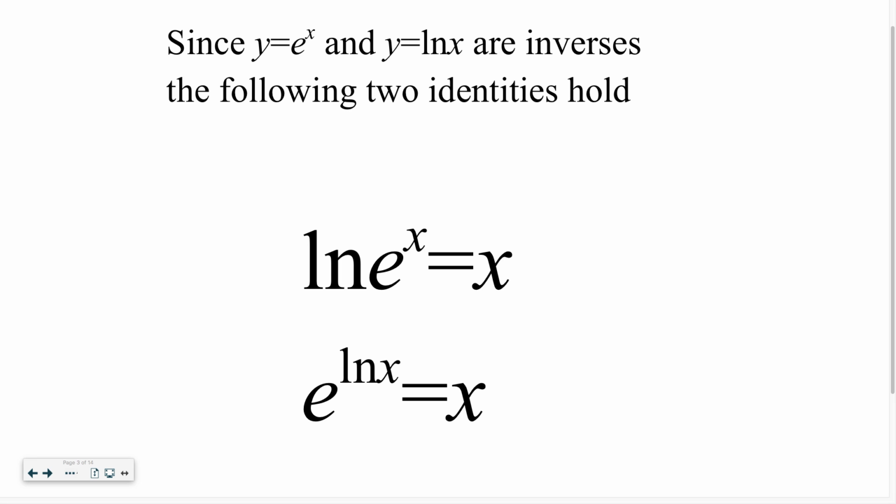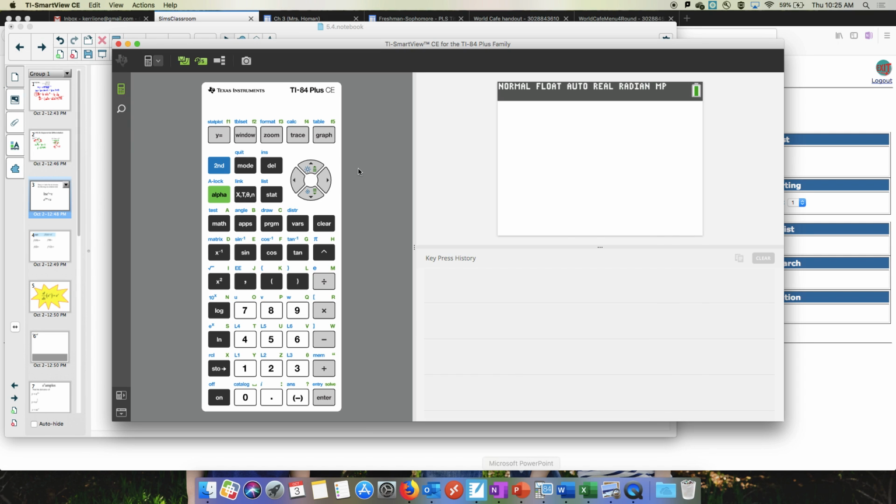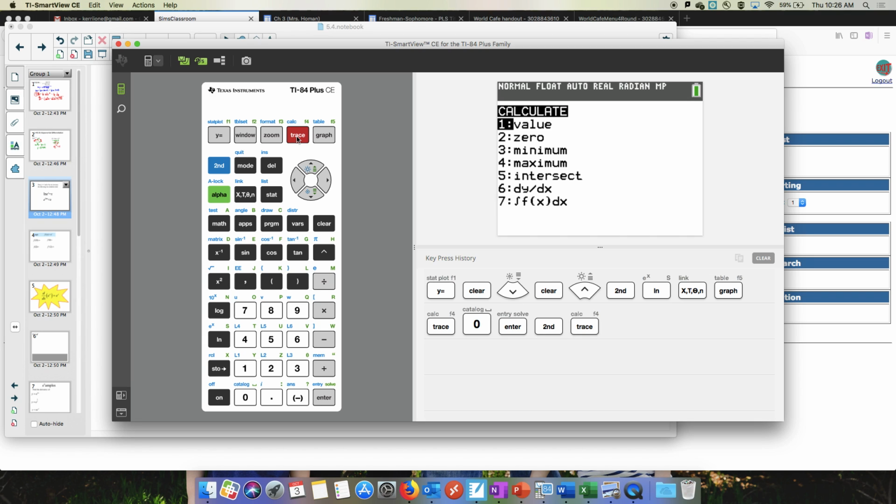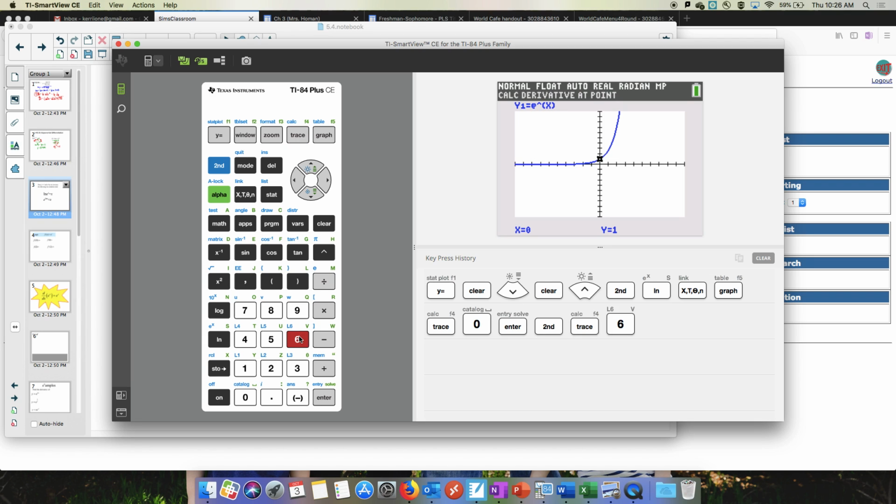So, before I tell you what the derivative of e to the x is, I want to show you something on your calculator. Everybody get your calculator, and I want you to graph e to the x. First, I want you to trace 0. Our coordinate is 0, 1, right? Trace 0, enter, and it tells you the coordinate. Now watch this. If I press second calculate, so second trace, do you see dy/dx right here? I want you to hit that, and I want the derivative at 0. Interesting. What's the derivative?